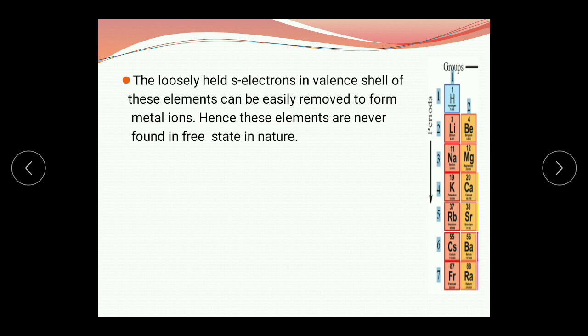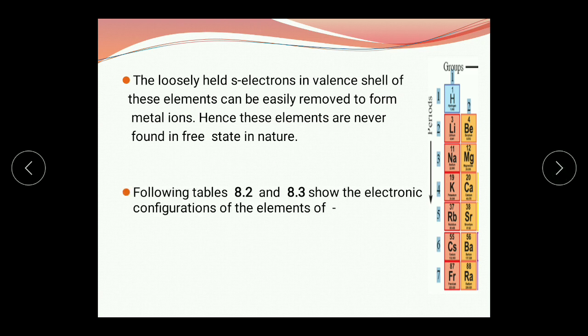All the metals of the first group always occur in the combined state. That means sodium will form salts like NaCl, and potassium KCl, and they occur in seawater in the largest proportion. All these elements are abundant in nature, but not in free state, always in compound form.